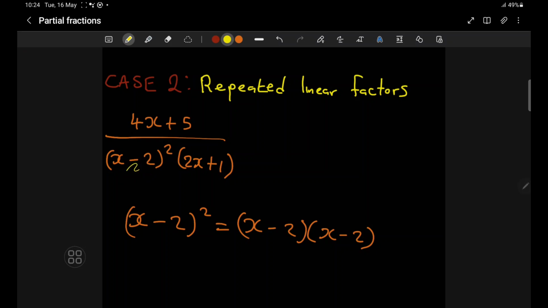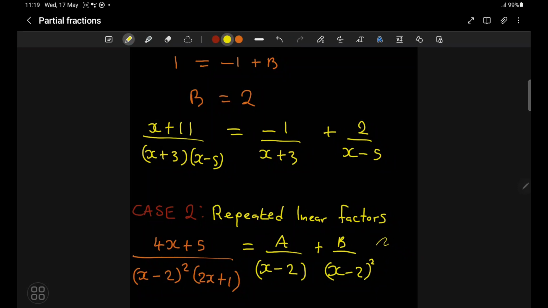So in decomposing this one, since it's a repeated factor, the first part will have x minus 2 the way it is. Then on the next factor we'll have the repeated factor again, this time with a square. So take note of that. So first you write the expression as it is without a square, then now you include the square. Then finally we have plus c over 2x plus 1. That is how the decomposition is done for a repeated linear factor. Let's look at an example.